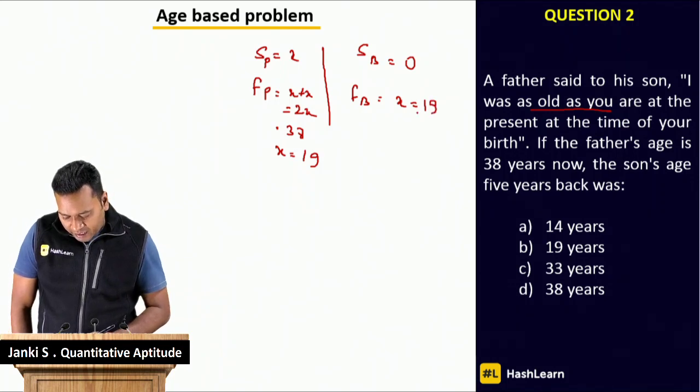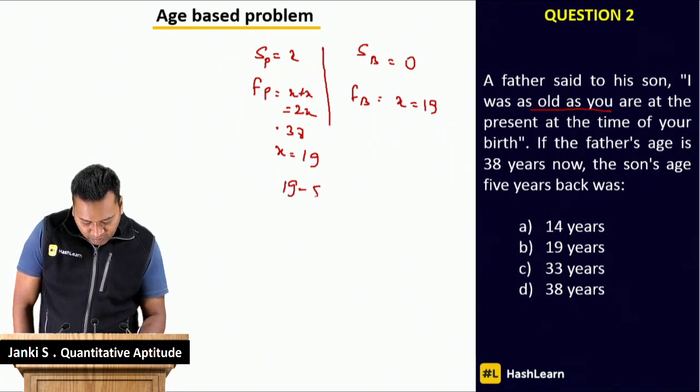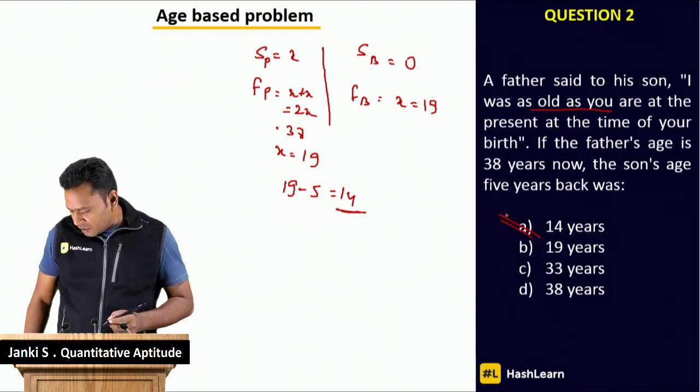If x is 19 and the father's age is 38 now, they want the son's age 5 years back. That means 19 minus 5, so 14 will be the value here. My value is supposed to be 14 in this case.